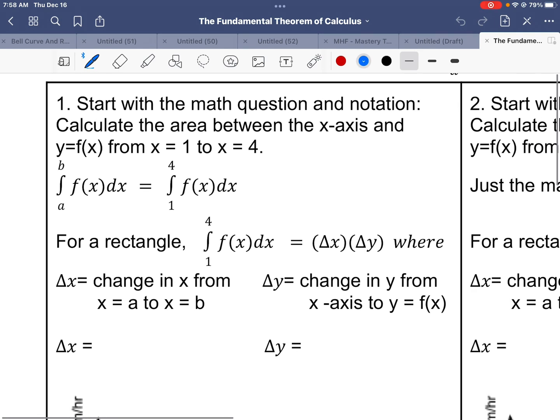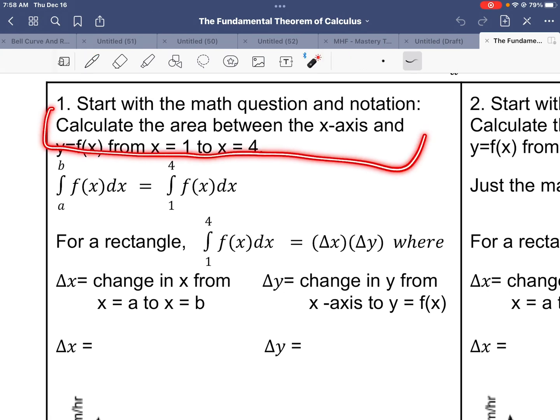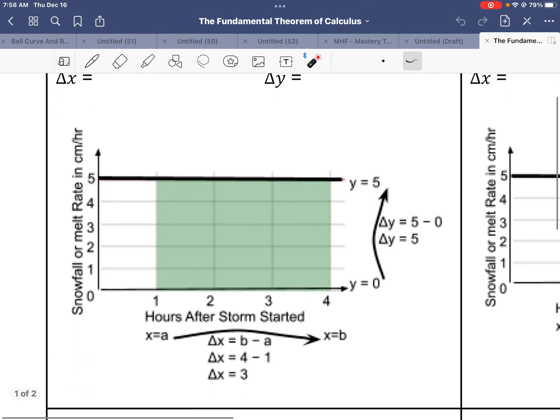So let's start with just the math part to make it simple, and the notation. So here's the question. Calculate the area between the x-axis and y equals f at x from x equals 1 to x equals 4. So let's go down to the graph. Well, what is our f at x? It's a nice simple graph. y equals 5, or f at x equals 5. Okay, and I'm trying to get the area between the x-axis and y equals 5.